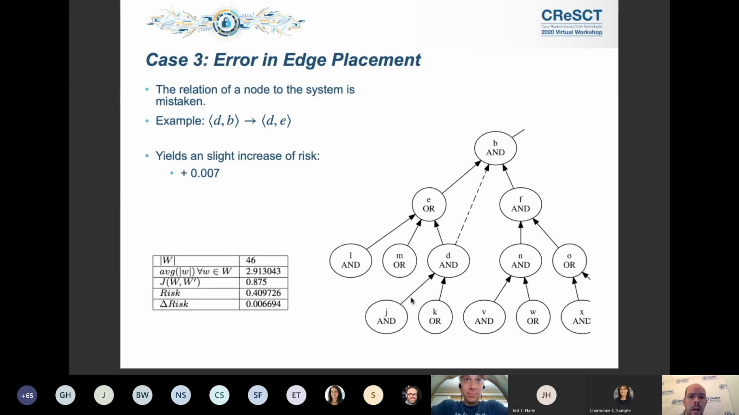In case 3, we have an error in edge placement. So this involves that you've identified the component properly, you've identified its logic type properly, but its location in the system has been misassessed. So for example, our base case had an edge between D and B, but in this error, we show D being a predecessor of E. We don't have a nice chart for this one because there are so many different combinations of errors and edge placements. But you can see in this particular case, there's a slight increase in risk.